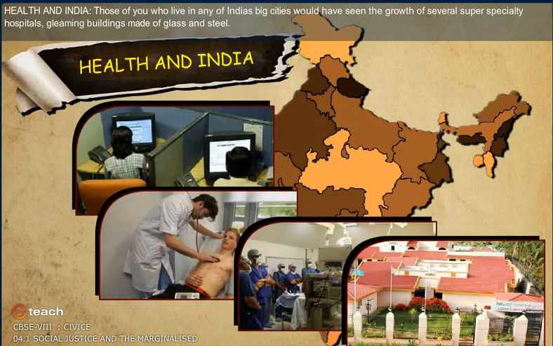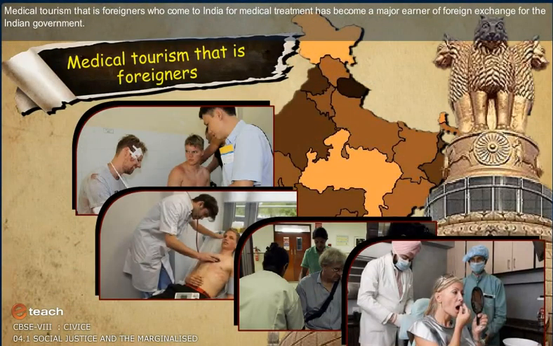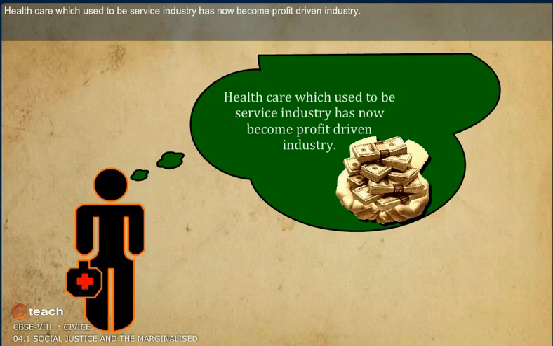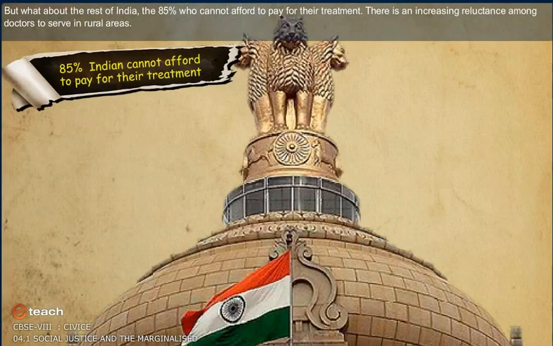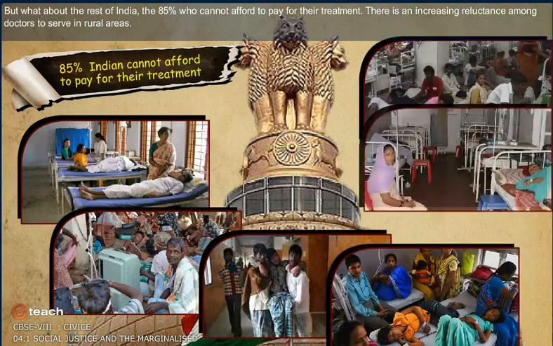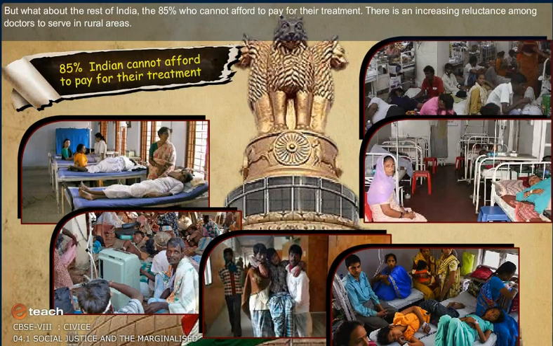Health and India. Those of you who live in any of India's big cities would have seen the growth of several super specialty hospitals, gleaming buildings made of glass and steel. Medical tourism, that is foreigners who come to India for medical treatment, has become a major earner of foreign exchange for the Indian government. Healthcare, which used to be a service industry, has now become a profit-driven industry. But what about the rest of India, the 85% who cannot afford to pay for their treatment?